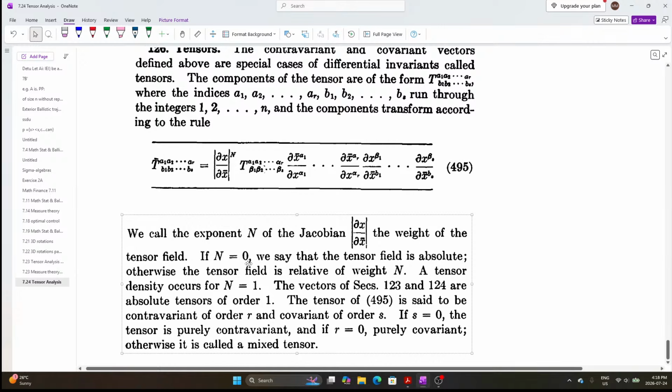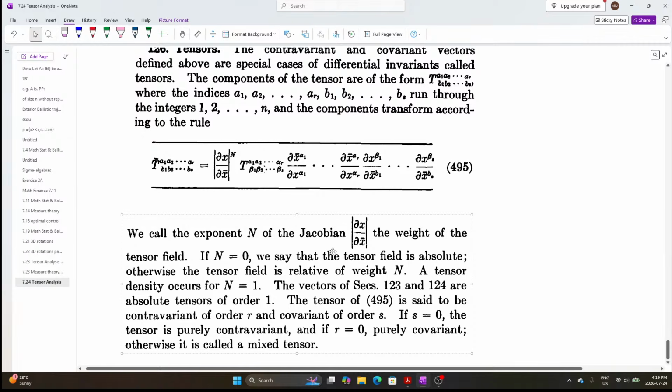If big N equals 0, we say that the tensor field is absolute. Otherwise the tensor field is relative of weight N. I don't know where this would be useful, but well, we've seen earlier N equals 0 first. Perhaps that's the most common version. A tensor density occurs, I don't know what that is, for N equals 1. Remember, here, this so-called Jacobian is the Jacobian determinant, by the way. This is the determinant.